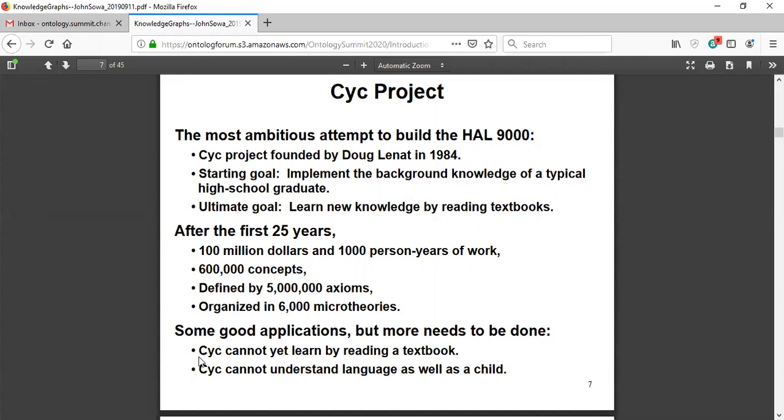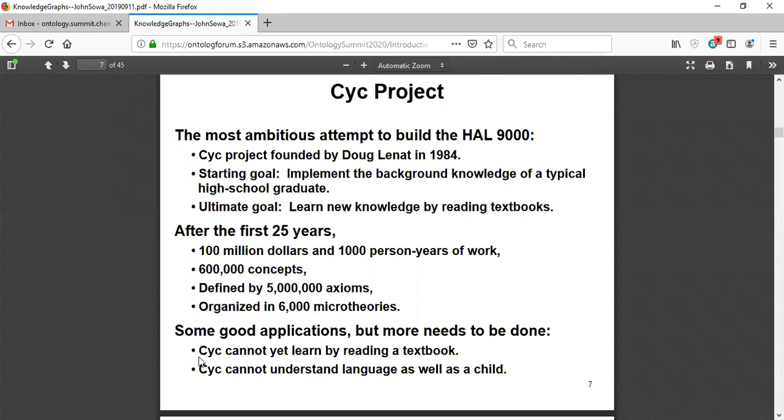And I was one of the panel, about two dozen people evaluating, who spent a three-day meeting evaluating all the things that they had done. And after the first 25 years, $100 million, that's 1,000 person years of work. Imagine one person working for a millennium to build the knowledge base for PSYCH. They had 600,000 concepts defined by 5 million axioms, and they organized them in 6,000 micro theories.